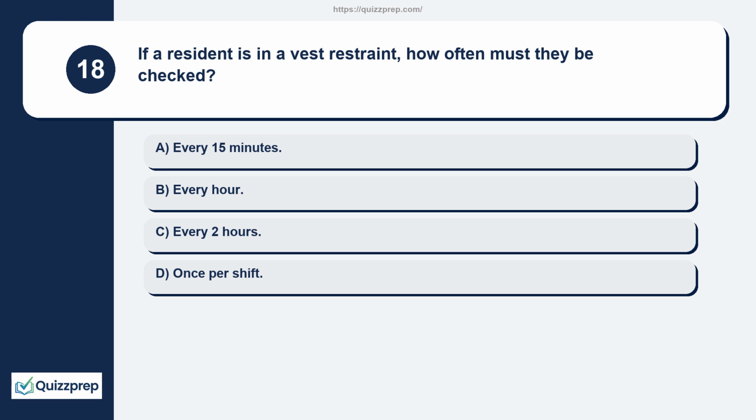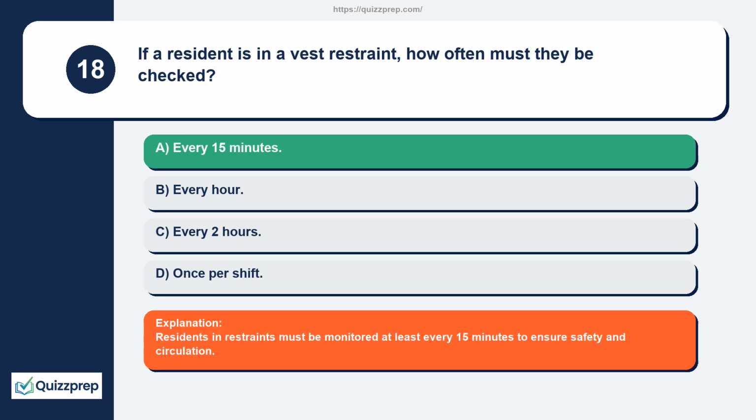Question 18. If a resident is in a vest restraint, how often must they be checked? Every 15 minutes, every hour, every 2 hours, once per shift. Residents in restraints must be monitored at least every 15 minutes to ensure safety and circulation.